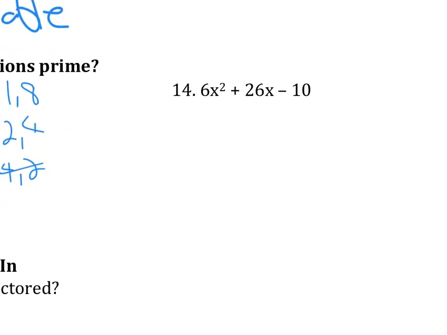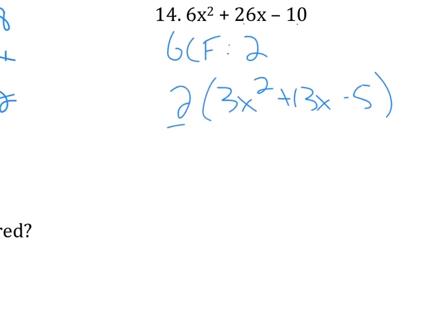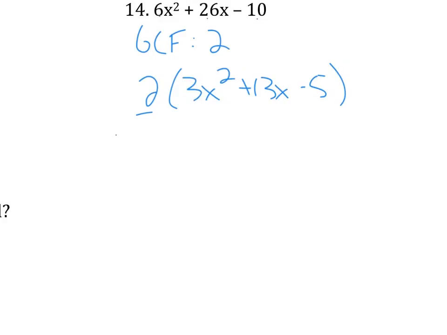All right, let's look at 14. A, is there a GCF? Always our first step. So is there a number that goes into 6, 26, and 10? There is. It is 2. That leaves us with 3x squared plus 13x minus 5. Now, if we're just looking to see if it is prime at this point, we factor out a GCF, so it is no longer prime. If we wanted, we could go ahead and factor this further.